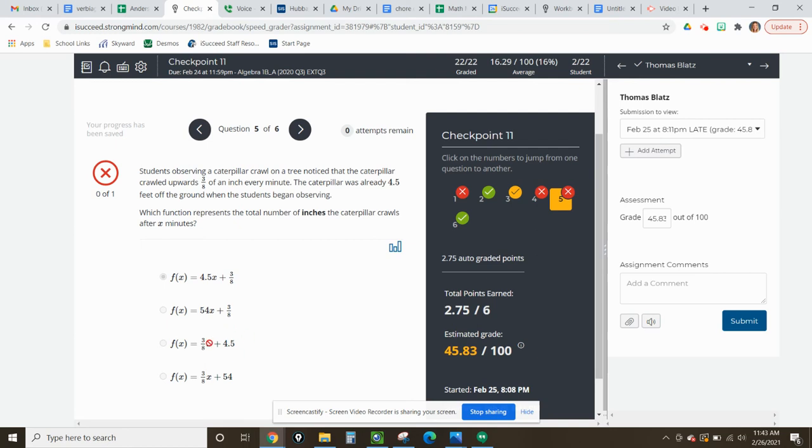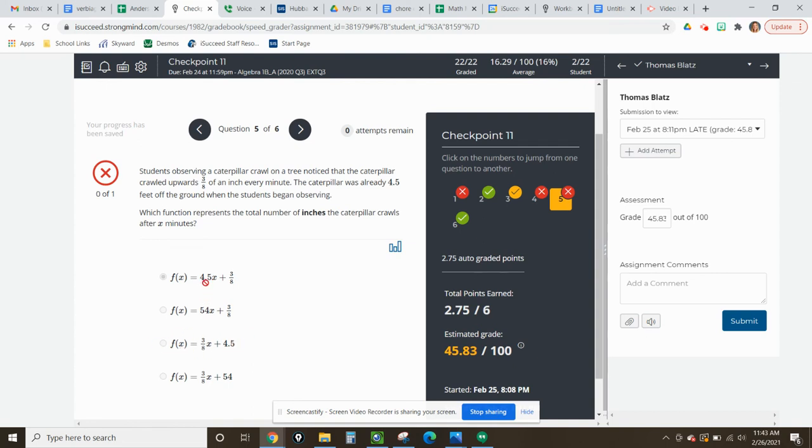Even if the caterpillar crawled 0 minutes, it was already 4.5 feet off the ground. And then the 3/8 is like the slope, the rate of change. It's changing by 3/8 every minute. So this one right here, 3/8 times the number of minutes plus how far it was already off the ground. This one makes the most sense here.